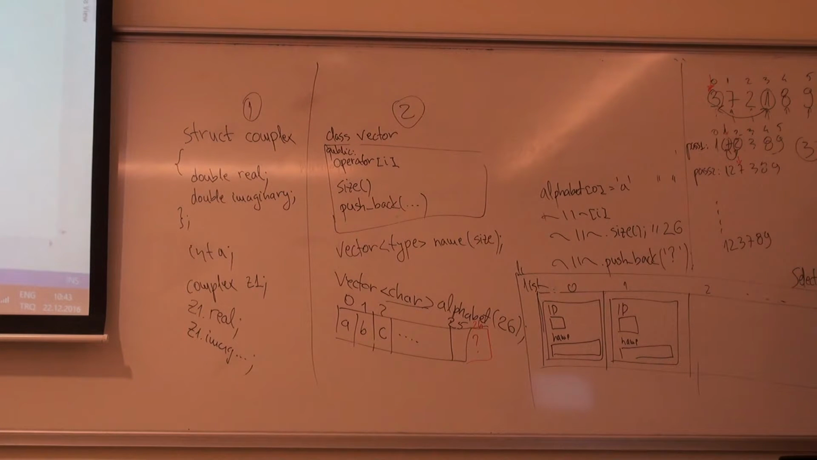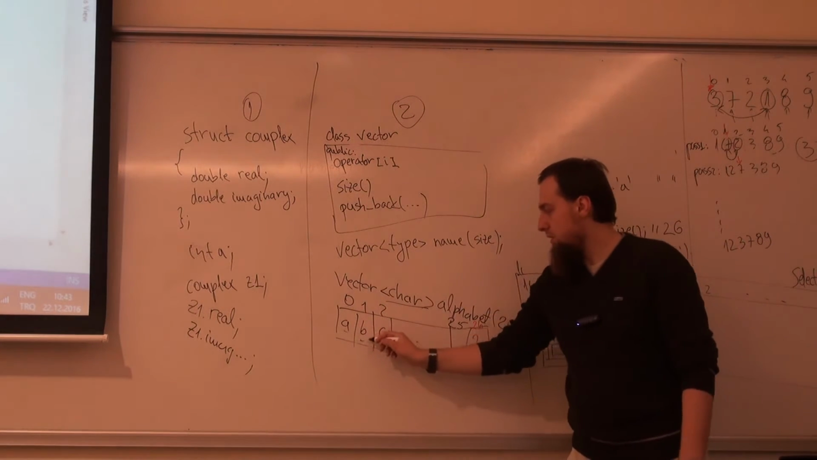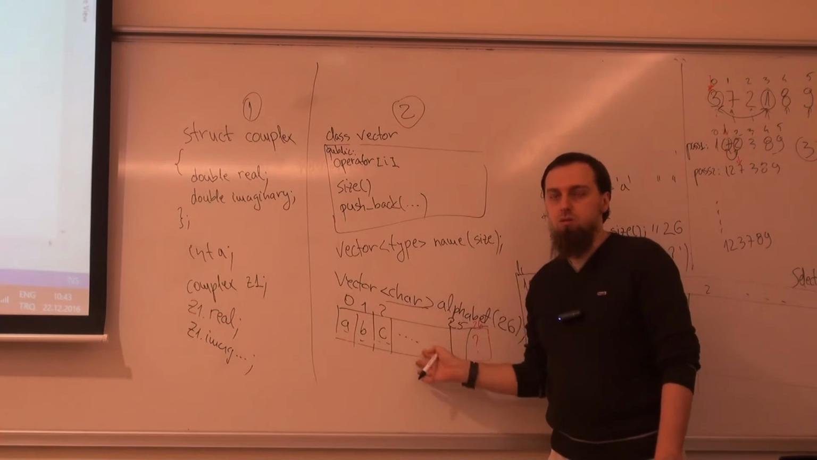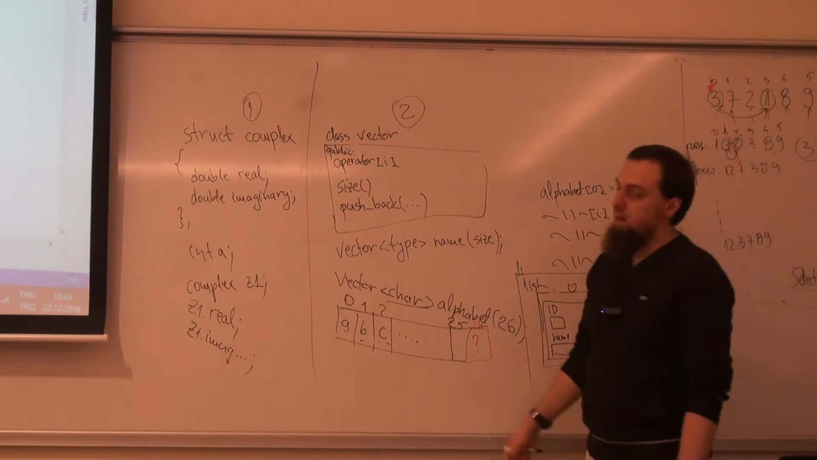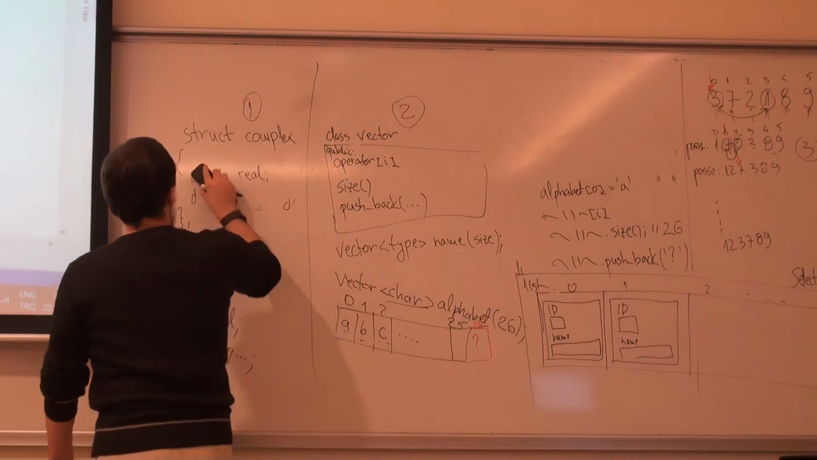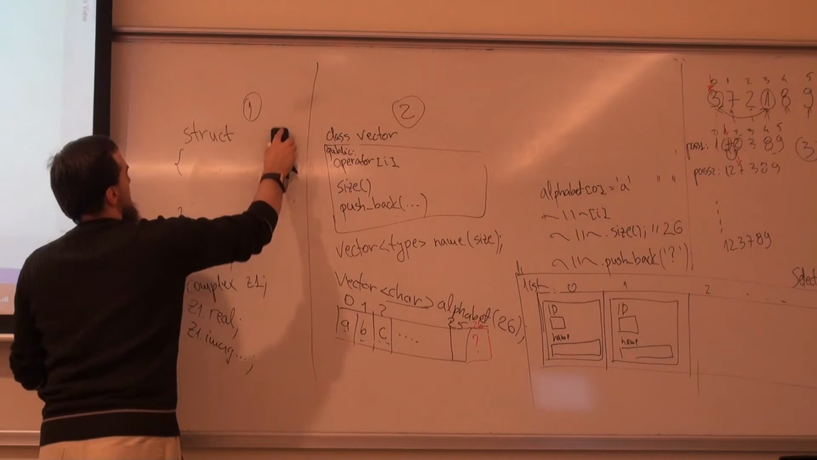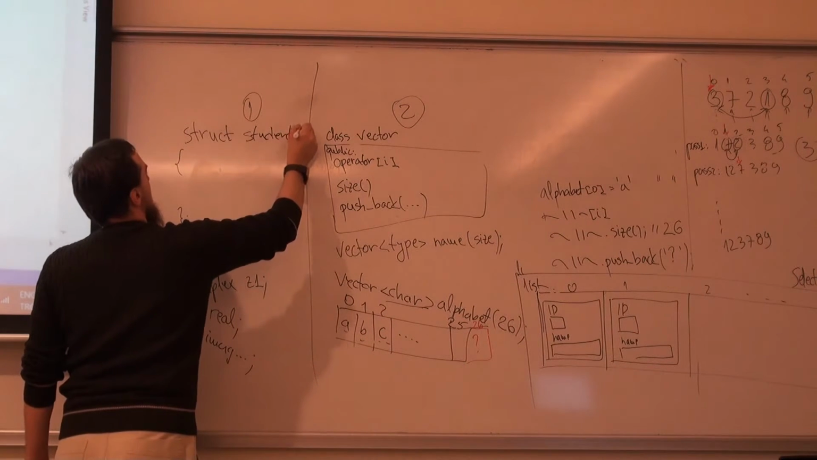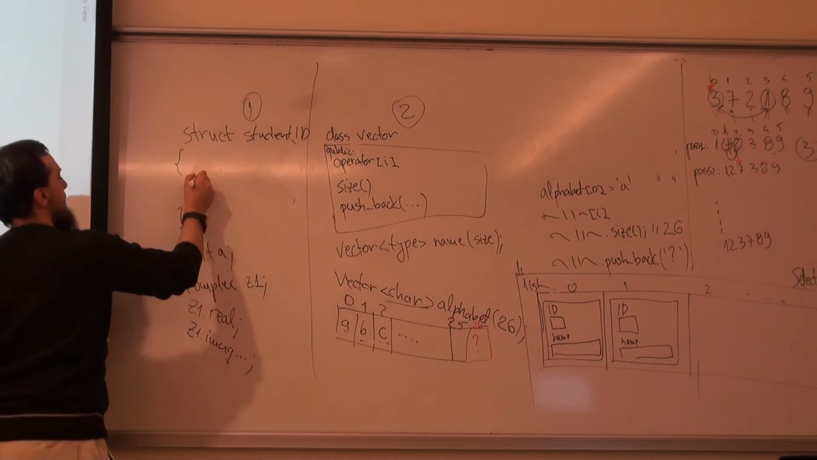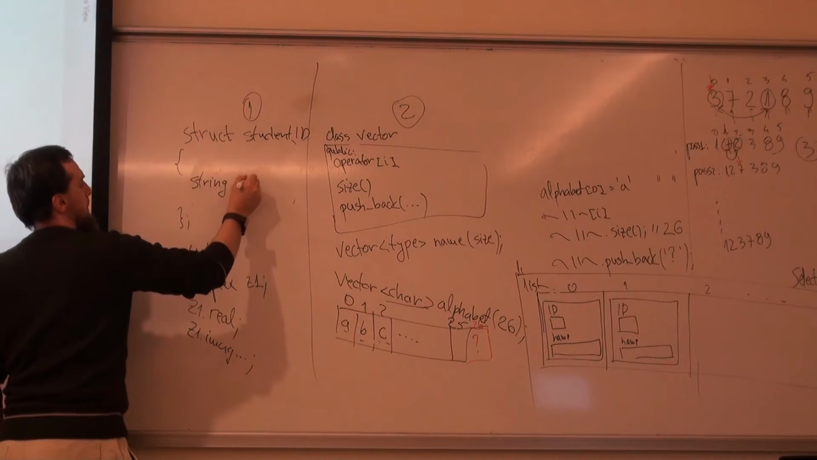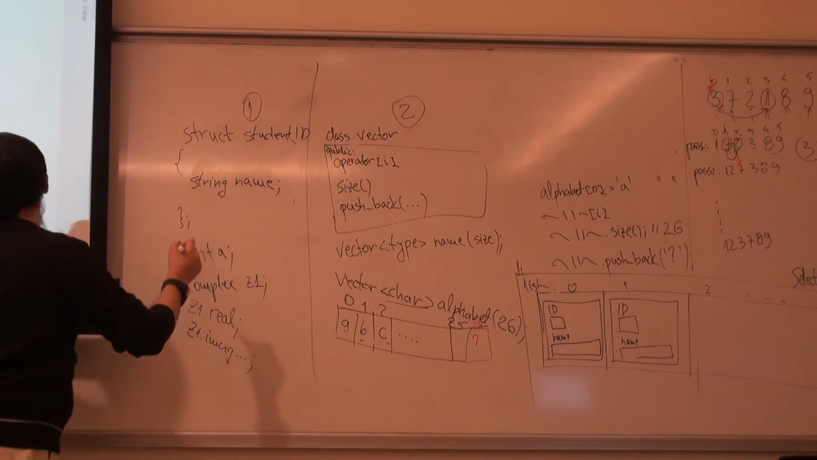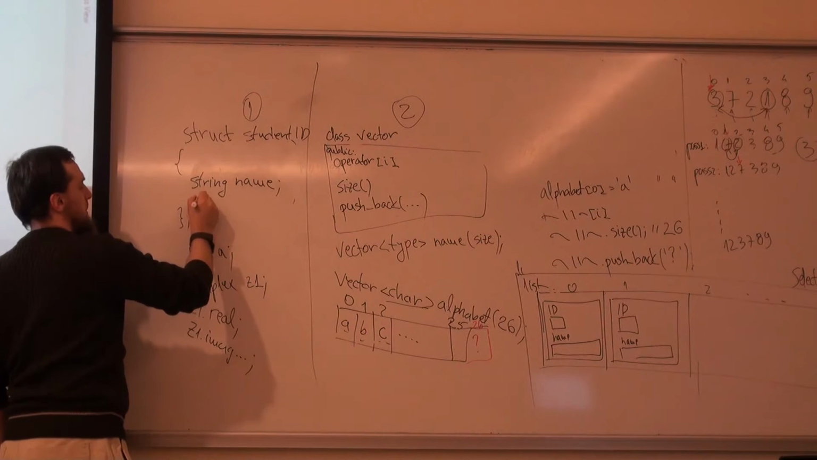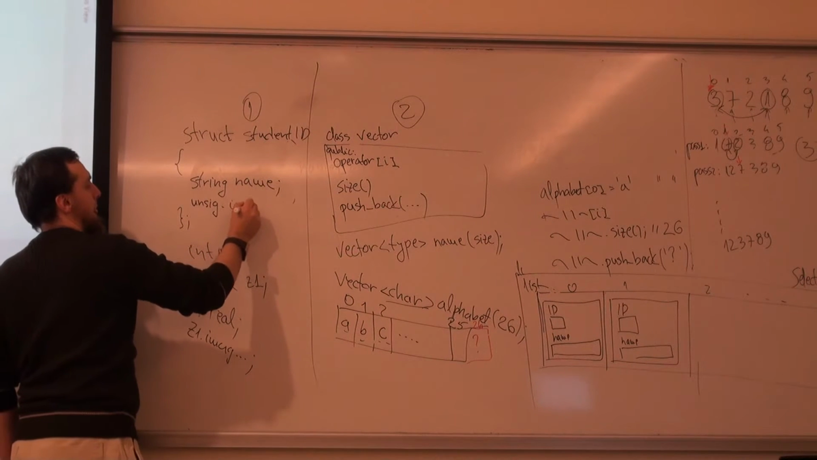So what I'm trying to tell you is that the data type of the array is student ID. Previously we had characters, everything was character. We had integers, but here we have a student ID, and I'm going to write it here. So the name of the structure is student ID, and it has a string which is called name, and an unsigned integer called ID.